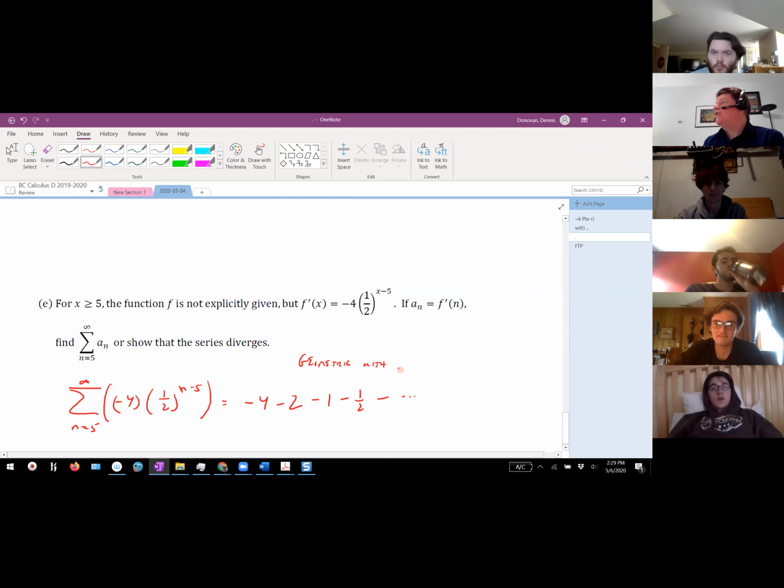What do we want to know about a geometric series? R equals 1/2. We want to know the common ratio, don't we? Since R is equal to 1/2, does that tell you whether we have a convergent or divergent geometric series? Yes, because the absolute value of R is less than 1.